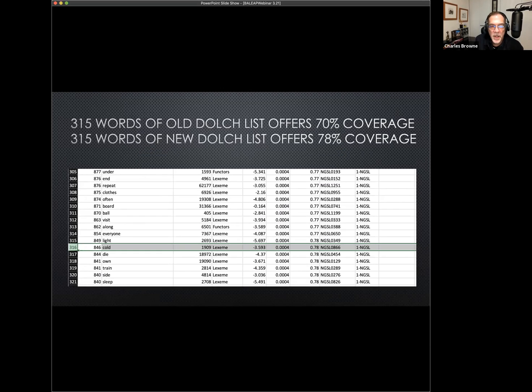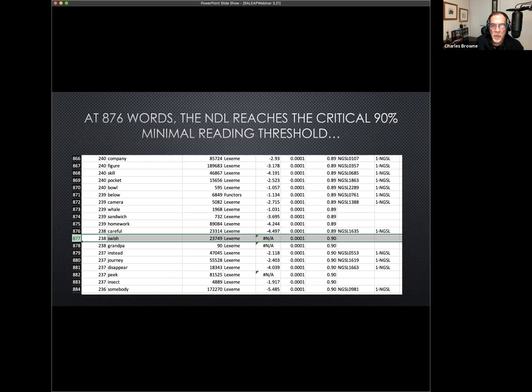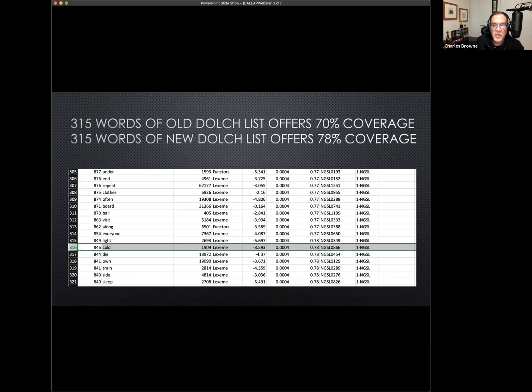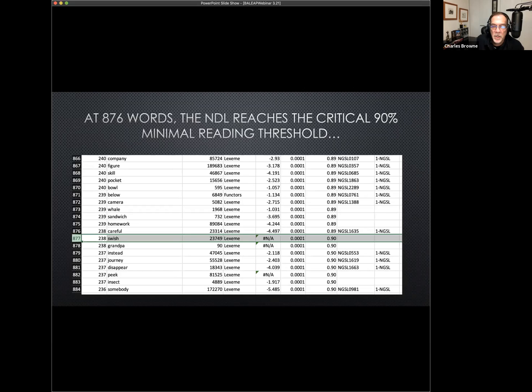But if we stopped our new Dolce list at 315, the same 315 words, we're already at plus 8%, 78% coverage. So even if we just kept the list the same size, we're already a good solid 8% ahead of the original list. But we believe that 315 words is not that useful a target, because even 78% is not enough for students to be able to read materials independently, to be interacting with materials without a dictionary.